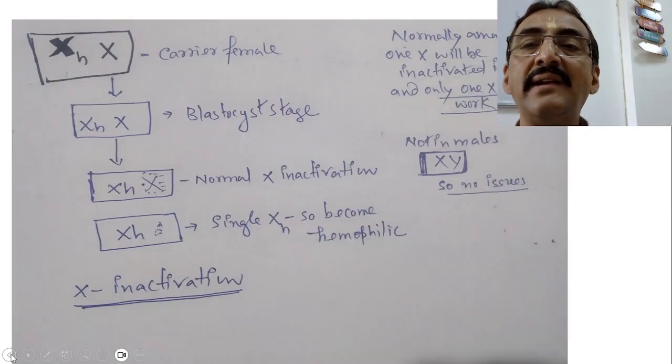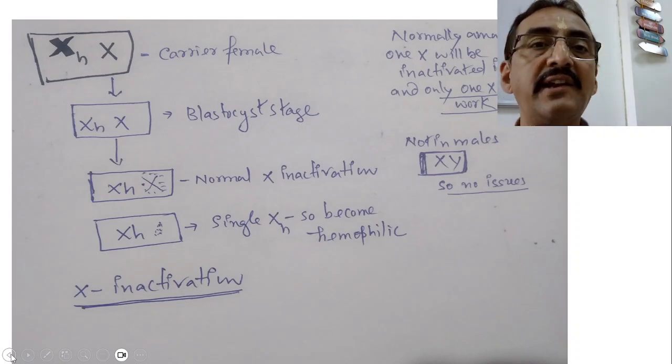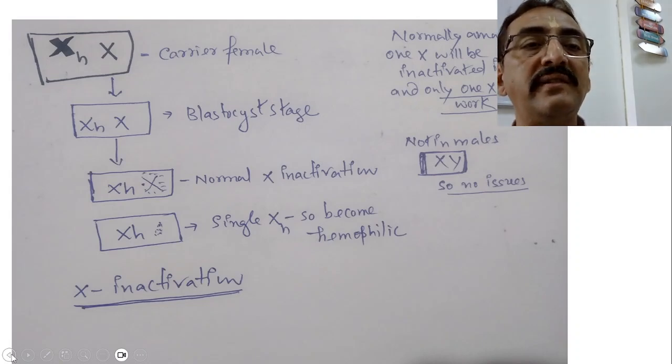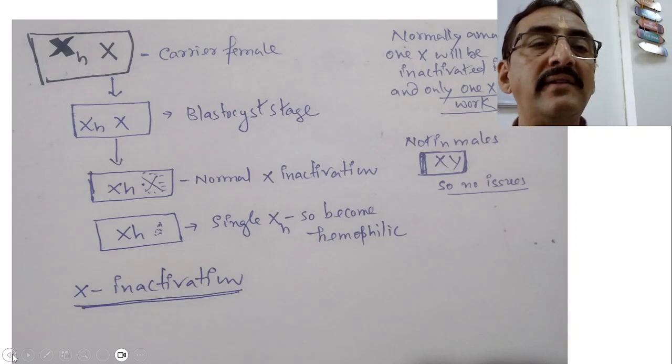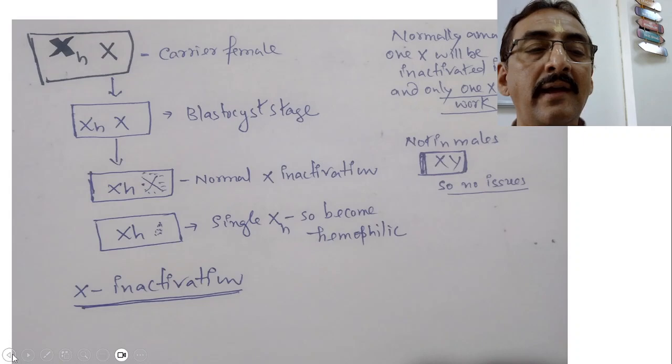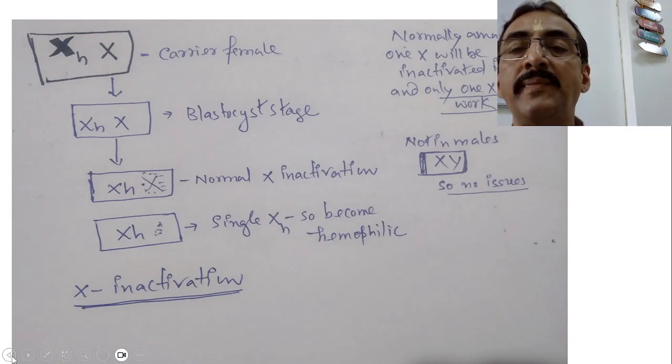Now this is exactly what is called the X inactivation process. Suppose she is the carrier female, XH and X. At the blastocyst stage, the normal X got inactivated. She was a carrier, the normal X got inactivated and only the mutant X remained, and this is called X inactivation.